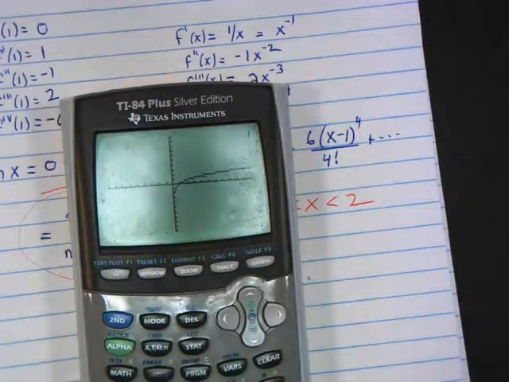Now let's see the calculator think. Exciting, isn't it? Oh, they're just drawing something.